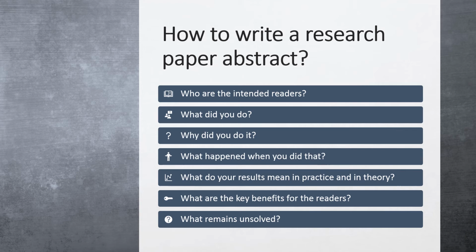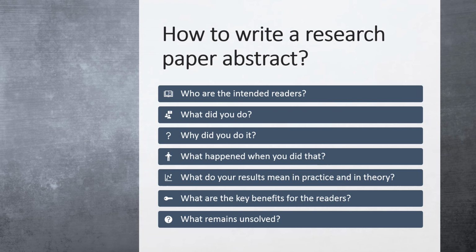Who are the intended readers? What did you do? Why did you do it? What happened when you did that? What do your results mean in practice and in theory? What are the key benefits for the readers? And what remains unsolved? These questions will definitely help you build your article, but more importantly, they're going to help you define, first, the motivation of your article, then the results, contribution, and the implication of your own research.